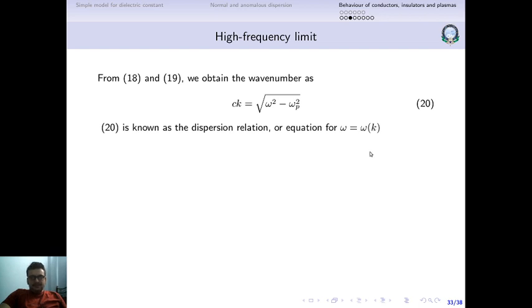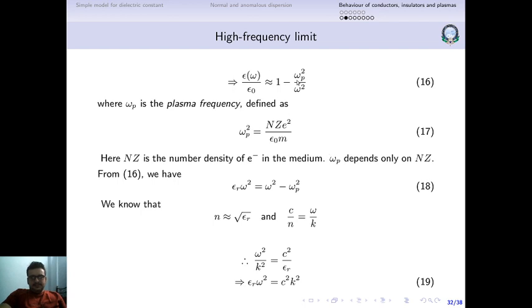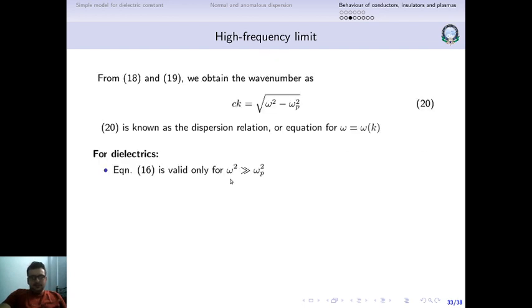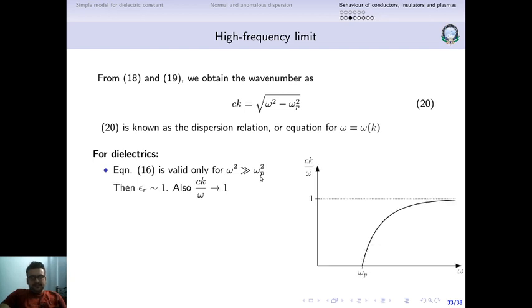So omega is a function of the wave number. For dielectrics, this equation number 16, which involves the plasma frequency, is valid only if the frequency is much greater than the plasma frequency. In that case, if you plot the variation of ck by omega with respect to omega, this is how it is going to vary.